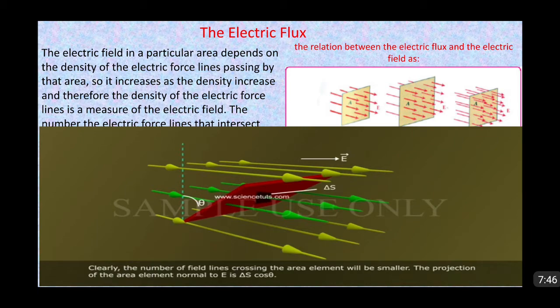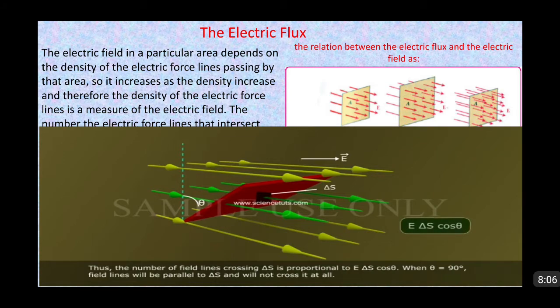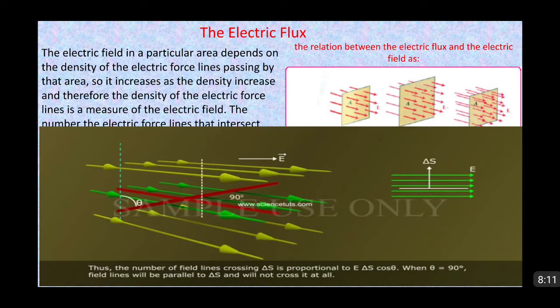Clearly, the number of field lines crossing the area element will be smaller. The projection of the area element normal to E is delta S cos theta. Thus, the number of field lines crossing delta S is proportional to E delta S cos theta. When theta equals 90 degrees, field lines will be parallel to delta S and will not cross it at all.